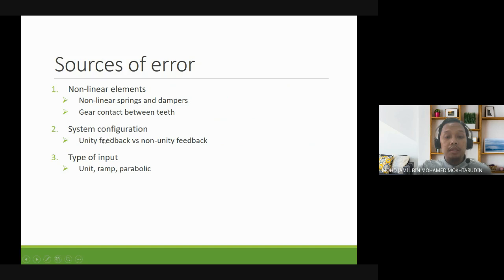And then maybe the source of error depends on the system configuration, either if you use unity feedback or non-unity feedback. And also the last source of error is the type of input that you use. Okay, so if you use step input, then the error will be different compared to ramp or parabolic input.